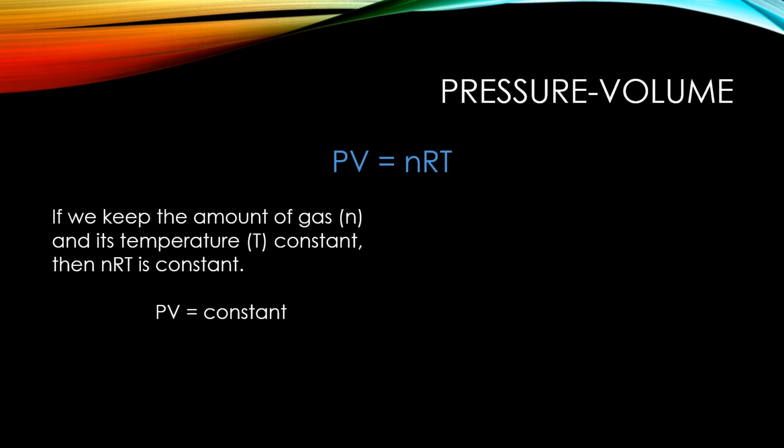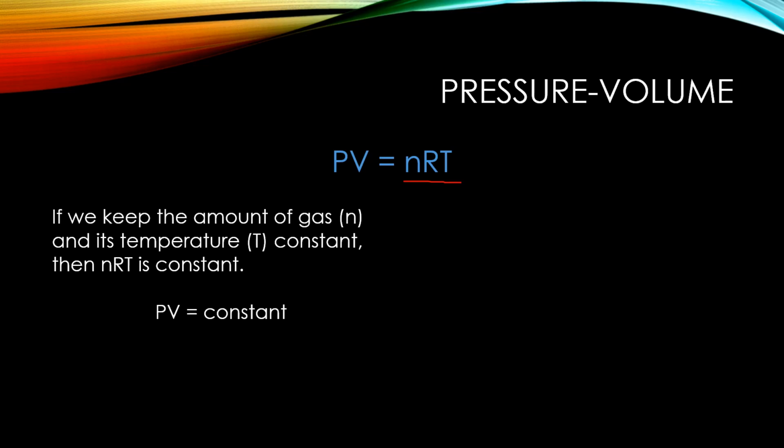There are a lot of sub-gas laws, but they can all be derived from the ideal gas law. So here we go. Let's look at the relationship between pressure and volume. Once again, using PV equals nRT. If we keep the amount of gas constant and its temperature, then nRT is a constant. So we can rewrite this as PV equals a constant.